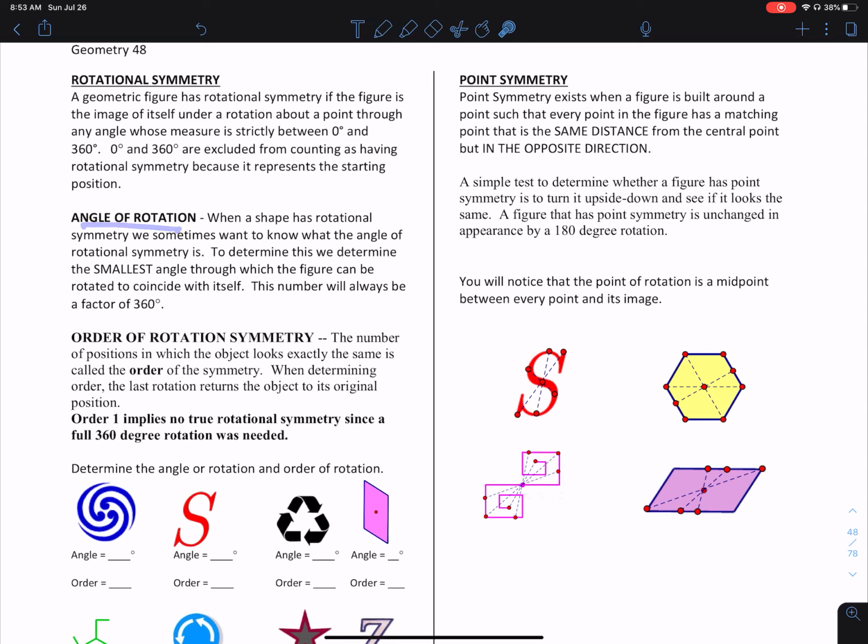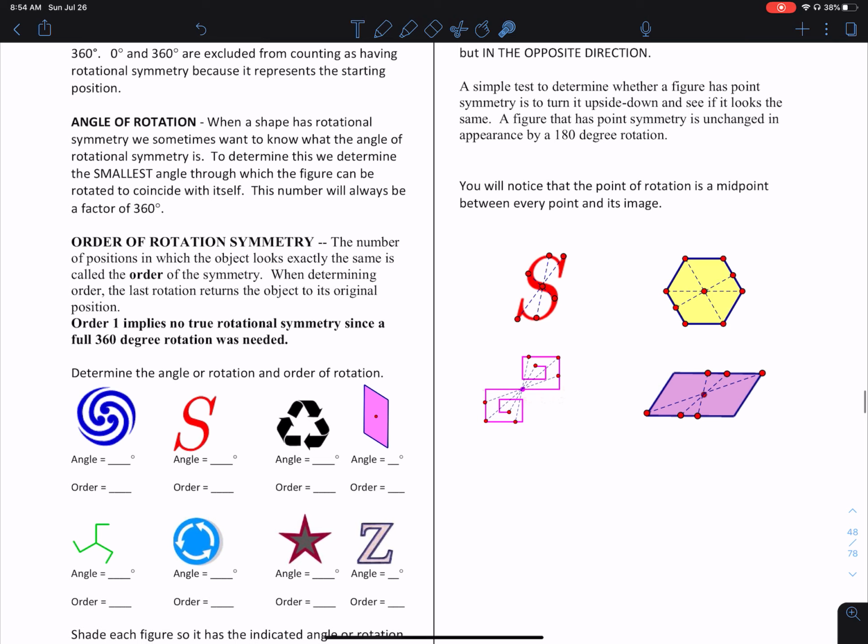Angle of rotation. When a shape has rotational symmetry, we sometimes want to know what the angle of rotational symmetry is. To determine this, determine the smallest angle through which a figure can be rotated to coincide with itself. This number will always be a factor of 360. In other words, you can divide 360 by that number and it goes evenly.